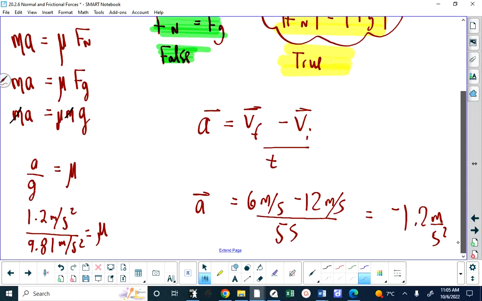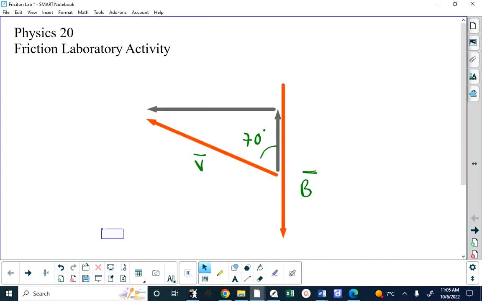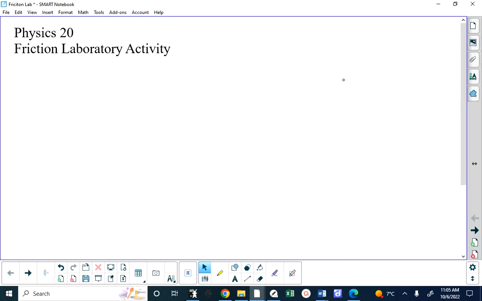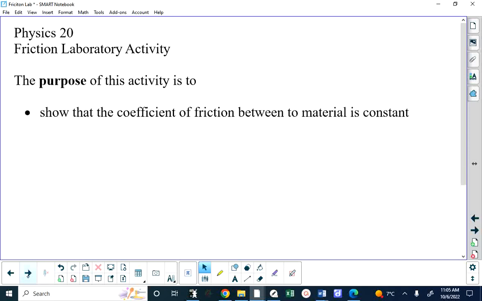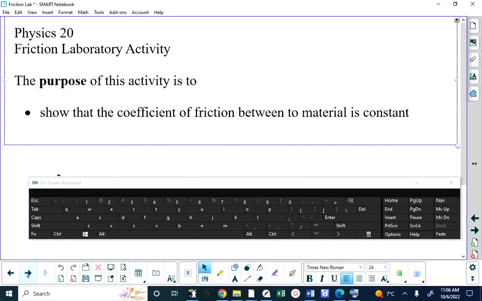All right. So what are we doing today? We're doing a lab today that involves friction. And there's kind of two purposes to this activity. The first purpose is to show that the coefficient of friction between, that should say two materials. I was a little rushed this morning and typed it up, and I guess I didn't proofread it well enough. One of the purposes is to show that the coefficient of friction between two different materials is constant.